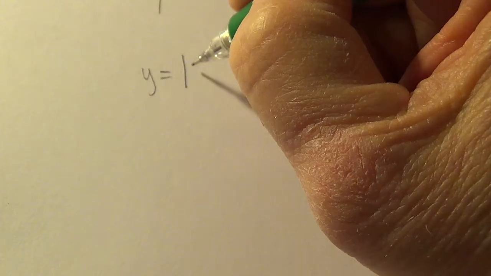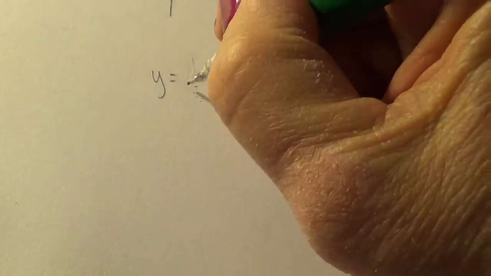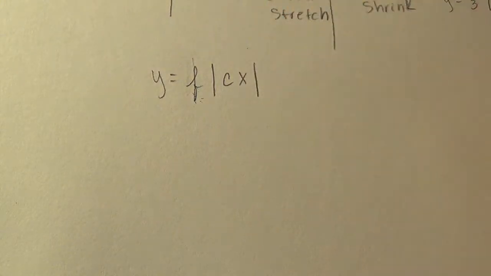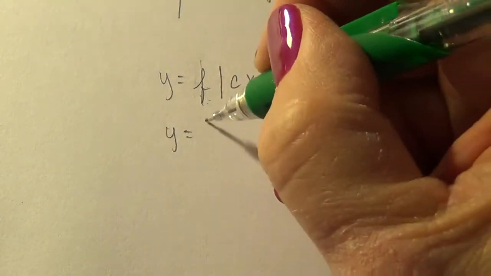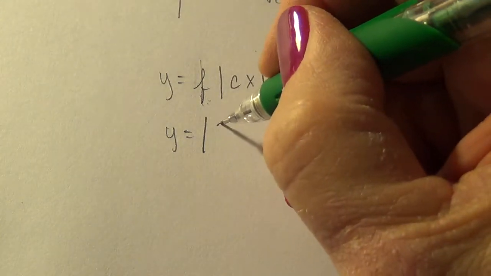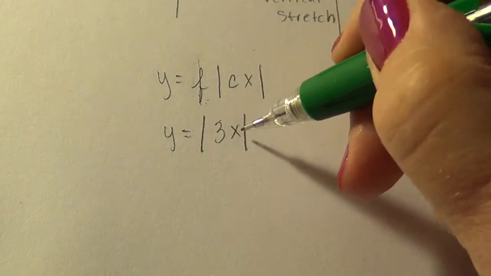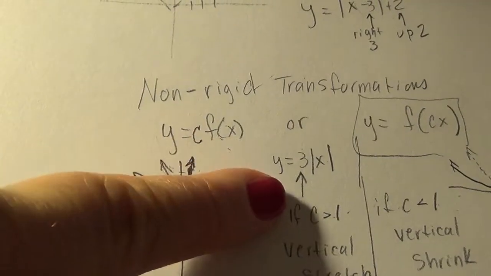Alright, then the other part is y equals f of, I don't want my absolute value yet, I want to be more general first. Y equals the function, but the factor that we're adding is inside of the function. So when that's true, for example, y equals the absolute value of 3x. So notice the change is within the function. And up here, it was outside of the function.